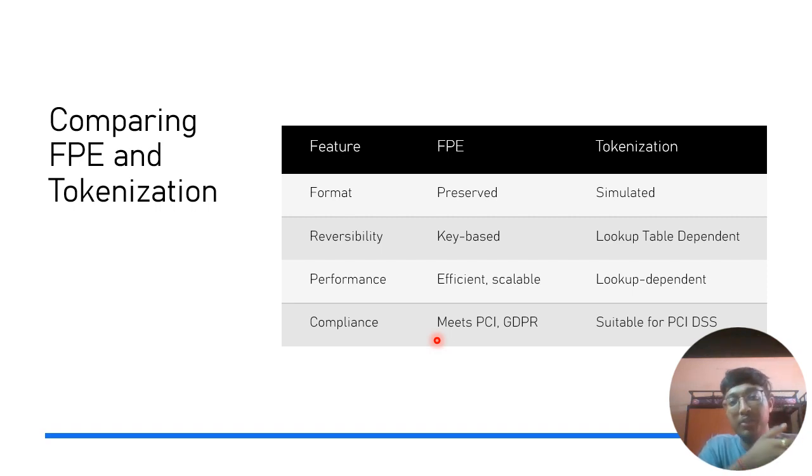On the other hand, FPE is cryptographic. The data can be reversed by authorized agents with the help of keys, and there is no central vault. If there is high-volume data and real-time processing, FPE is a clear winner. For isolated card vaults, tokenization still has a place, so don't forget that.